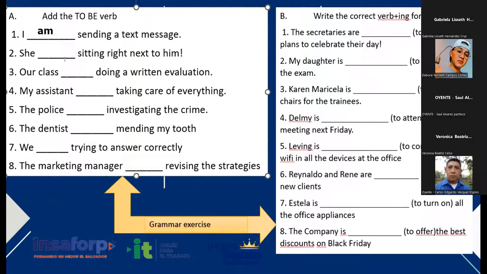Jonathan. All right, number two. He is sitting right next to him. She is sitting, right? Check the double T, right? Because the verb is sit. Consonant, vowel, consonant. Then we duplicate the last consonant and add ing. Look.